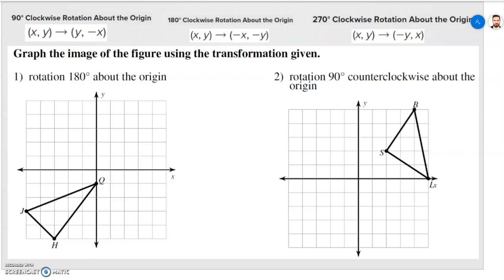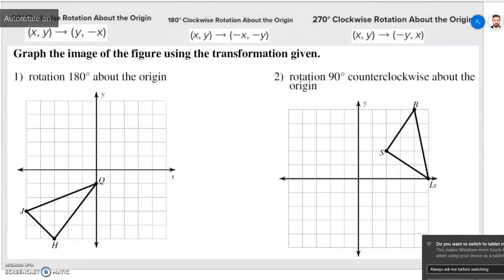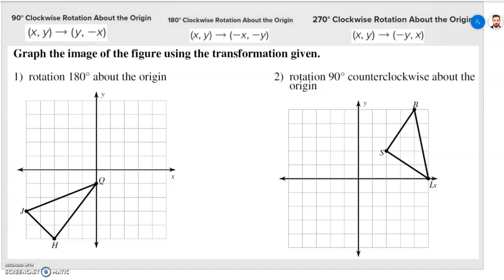I will do in front of you this question. First of all, graph the image of the figure using the transformation given. The transformation given is 180 about the origin. First of all, I will write the coordinates of Q, J, and H.